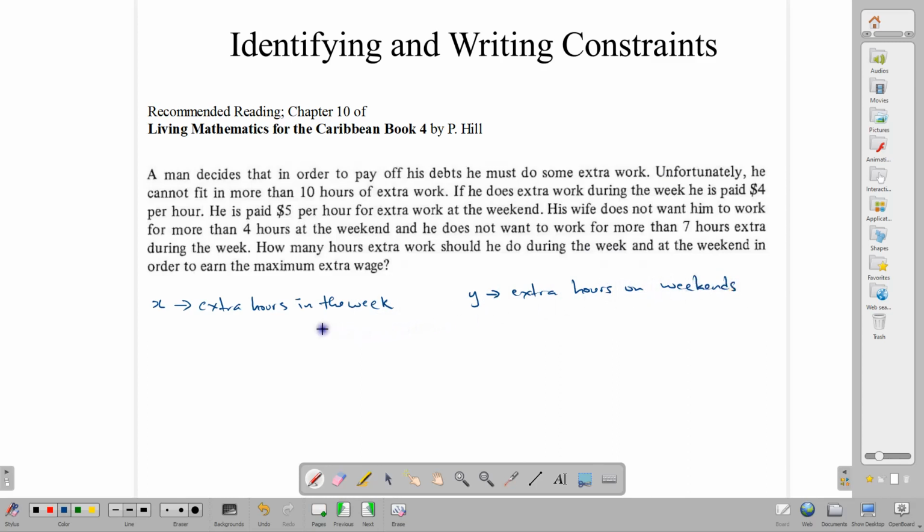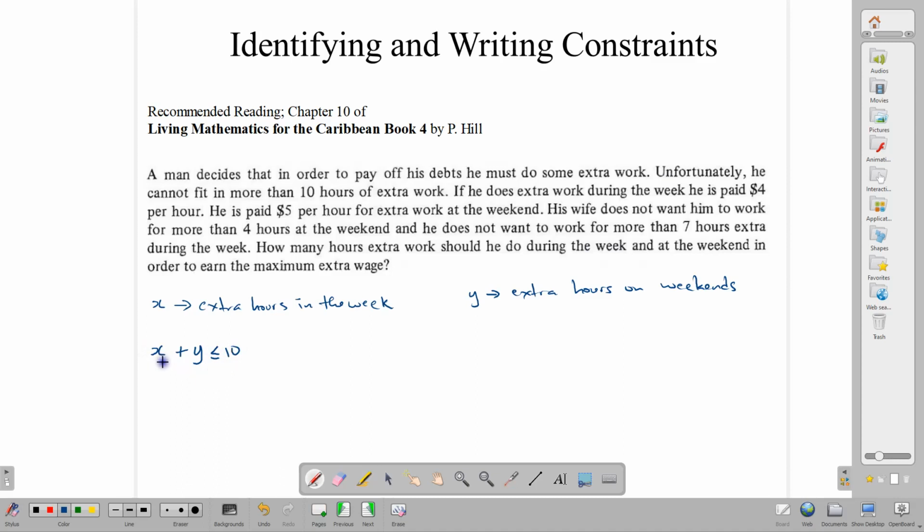All right, so we're going to right now fix some inequalities to describe the constraints that he has, the limitations that he has. So one, for sure, he cannot fit in more than 10 extra hours of extra work. So his extra hours of extra work cannot pass 10 hours, which means that when we add the X hours for extra work in the week and add the Y hours to that extra work on the weekend, that number cannot pass 10. And this is one of our constraints that he has to work with.